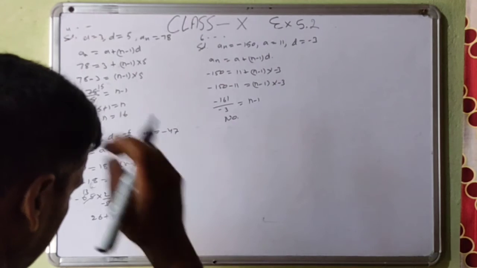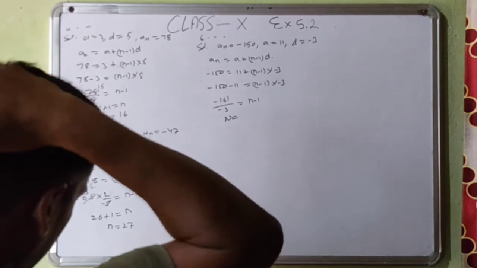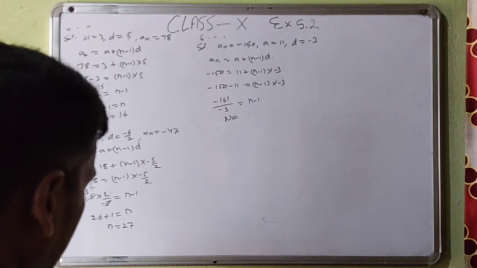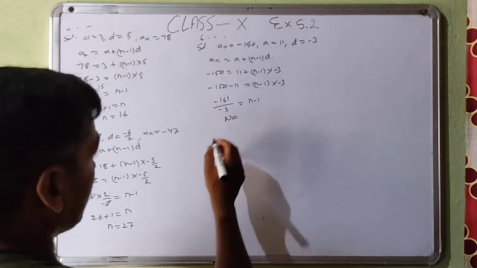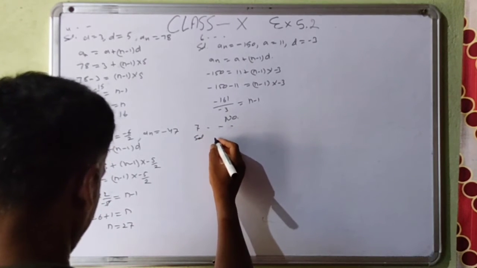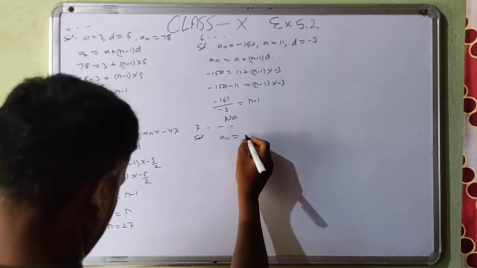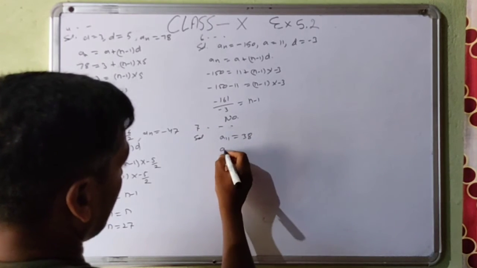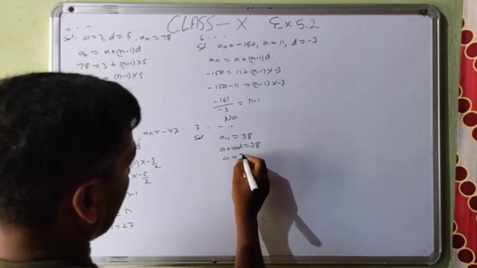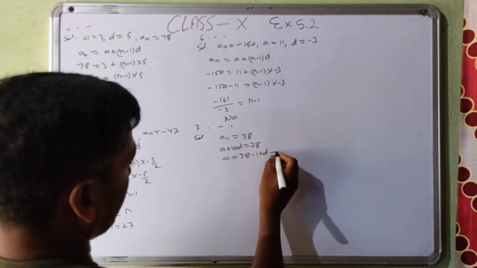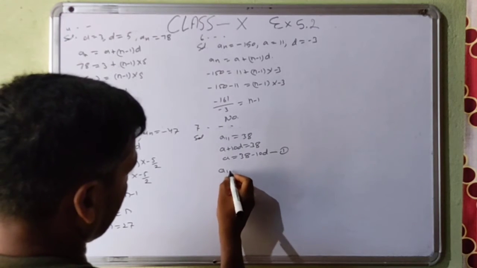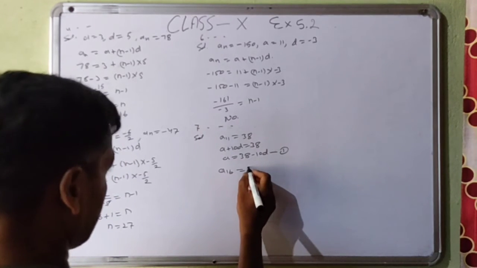Question number 7. Find the 31st term of an AP whose 11th term is 38 and 16th term is equal to 73. So question number 7, that 11th term, A11 is equal to 38. So A plus 10D is equal to 38. So A is equal to 38 minus 10D. This is the first equation. And then 16th term, A16 is equal to 73.